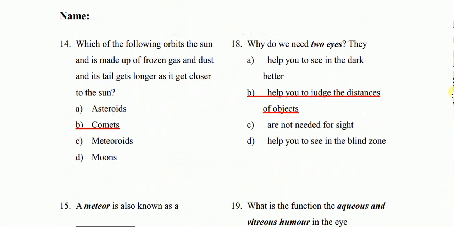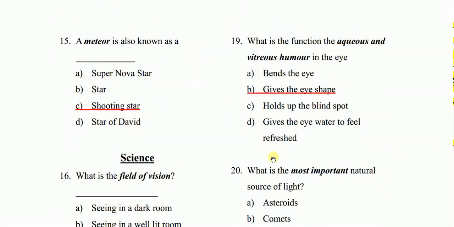Number 14, which of the following orbits the sun and is made up of frozen gas and dust, and its tail gets longer as it gets closer to the sun? And those things would be called comets. Okay? Number 15, a meteor is also known as a shooting star.